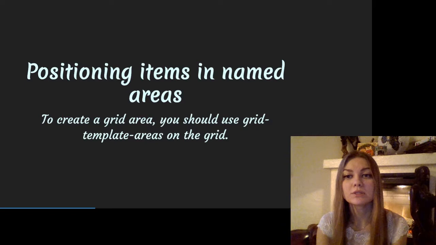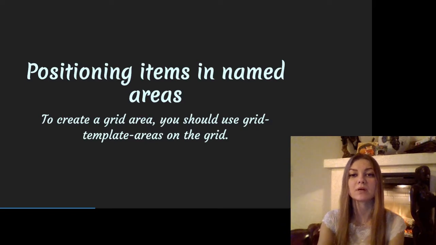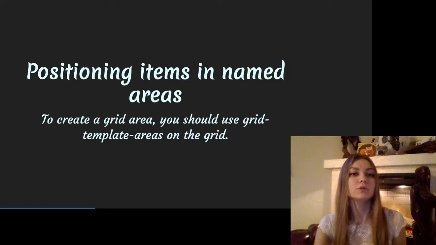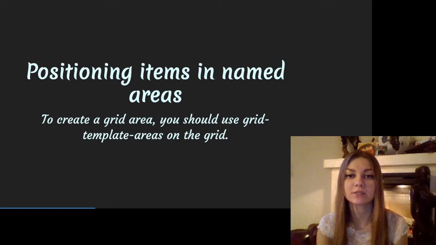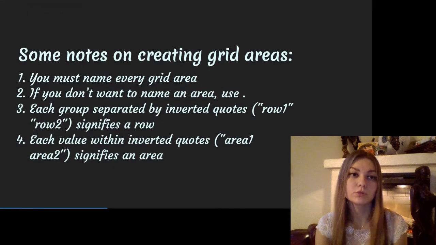You can name parts of your grid if you don't like counting rows and columns. These named parts are called grid areas. To create a grid area, you should use grid-template-areas on the grid. And also you should know some notes on creating grid areas. The first, you must name every grid area. The second, if you don't want to name an area, use a dot. The third, each group separated by quotes signifies a row.